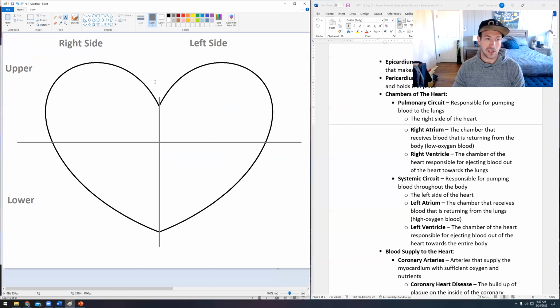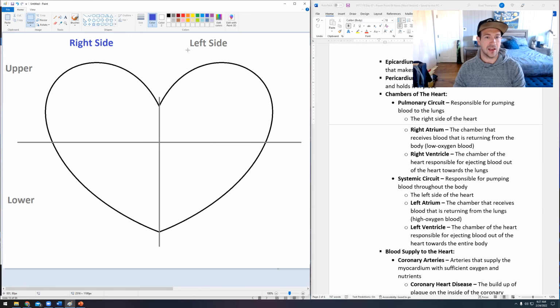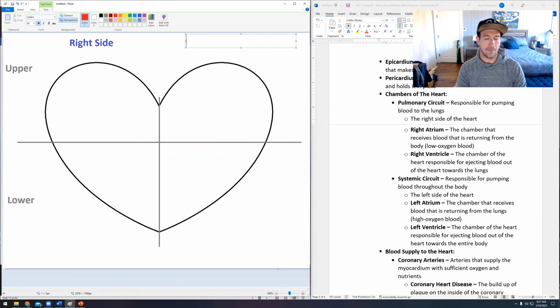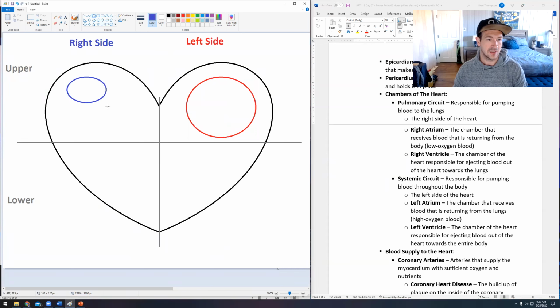So we go back to our picture here. We're going to change this slightly. We're going to say that this is the right side of the heart, and that is going to be the blue side. This over here is going to be the red side, the left side of the heart, right? So let's go ahead and put some little chambers in there. For the left side, we'll put a chamber up here, and we'll put another chamber over here in the blue side, right?